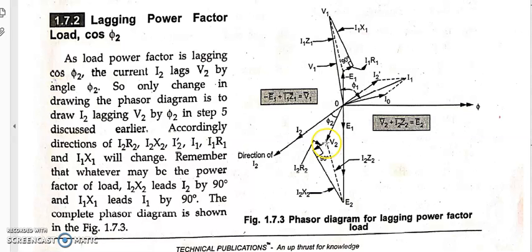Okay, now coming to V2, we know that V2 is characterized by what? The formula, that is E2 minus I2Z2. Yes or not?